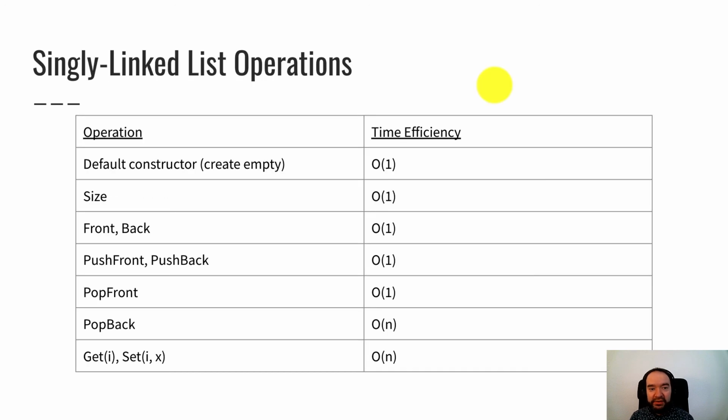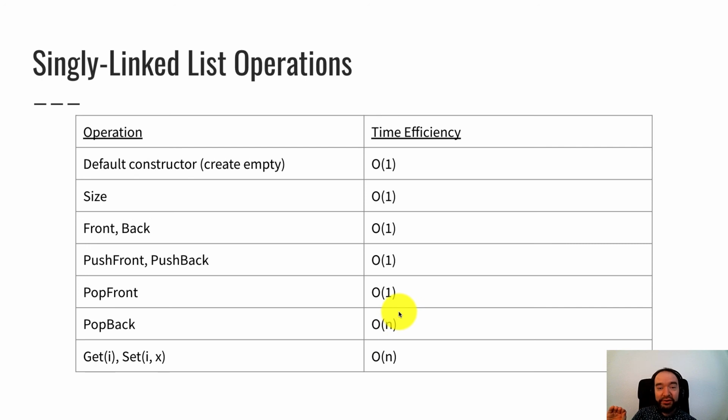Okay, to summarize, here are the operations of the singly linked list. There are a bunch that take constant time because there's no looping involved. So that's creating an empty linked list, getting the size of the list, getting the front element, getting the last element called the back, adding to the front called push front, pop front, removing from the front. So those common operations are all constant time, very fast, and no amortized because unlike the vector, there's no resizing or copying. However, PopBack takes linear time.